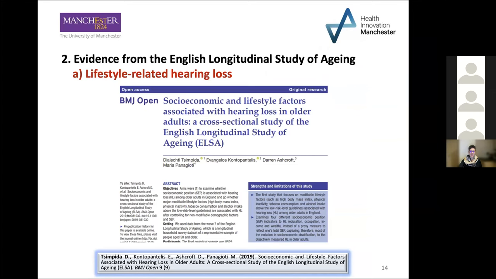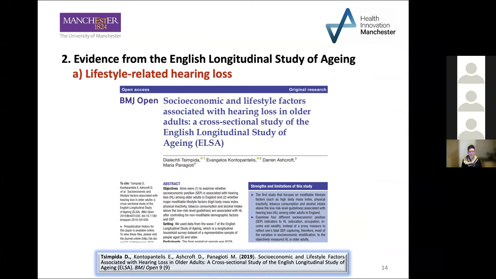This is a theoretical model, and during my PhD, I tried to verify the role of socioeconomic and lifestyle factors. So I presented the first study in audiology that brought a sociological perspective in audiological research. And I examined the association of objectively measured hearing loss with four different socioeconomic position indicators: education, occupation, income, and wealth. And explored also the role of several modifiable factors such as tobacco consumption, body mass index, physical inactivity, and alcohol consumption above the low risk level guidelines, which is 14 units per week.